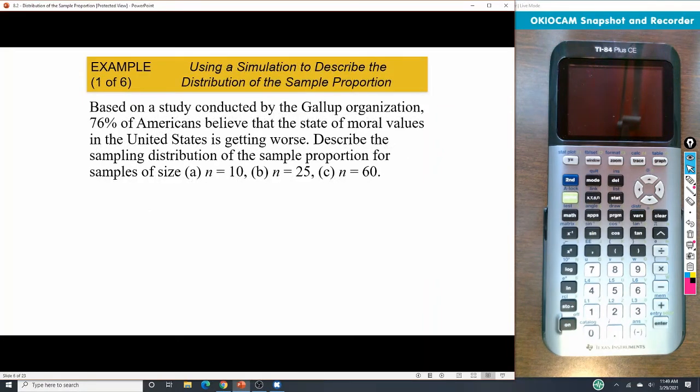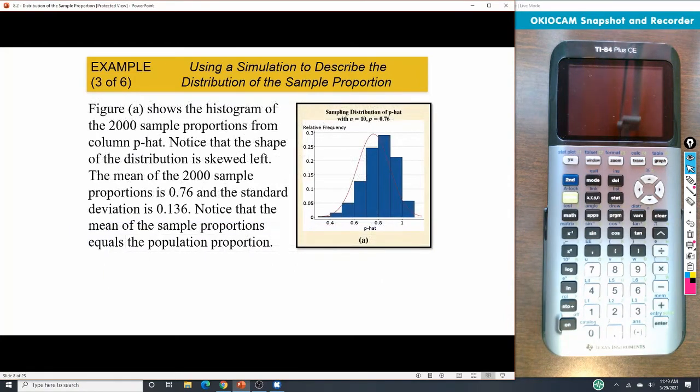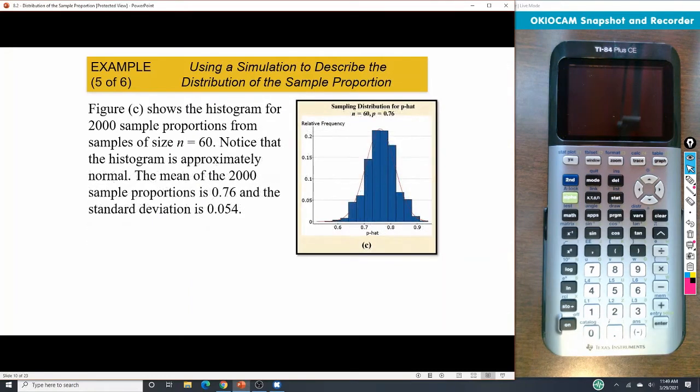All right, so now let's start looking at what this means overall. Here we have 76% of Americans believe that the state of moral values is getting worse in the U.S. We want to look at the sample proportion for different sample sizes. If we go through all those pieces, we end up creating the following histograms. Here's our first one with sample size n, with this kind of shape. Then if we move to 25, we have this one as well. And finally, what if n is 60?